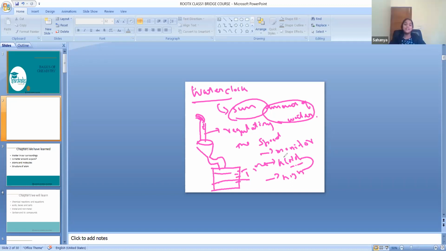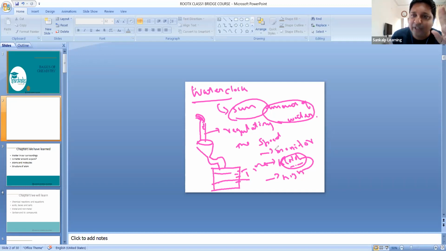Why? Because in cold places, what will happen to water? It becomes cold and changes its state from liquid to ice. When it turns into ice, there will be no flow of water. The main principle of this device is the flow of water. If there is flow of water, then only we can measure the time. When the water doesn't flow, this device will be useless.